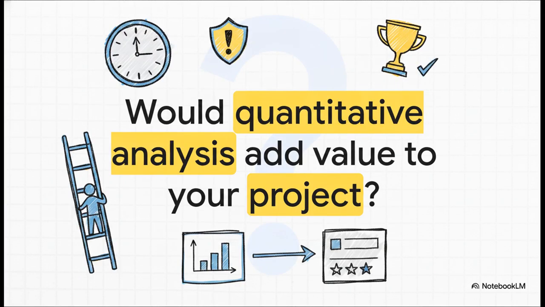So to truly lock this knowledge in, I want you to step away from the theory for a second and look at your real life. Think about the absolute biggest risk on your current project today. How would you classify it? What's its exact urgency? And most importantly, based on what we've learned today, would spending the time and money to run a quantitative model actually add value, or is a really solid qualitative ranking enough?